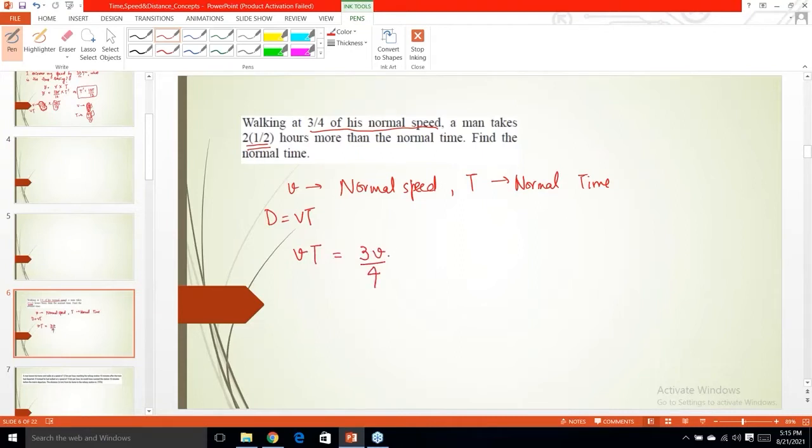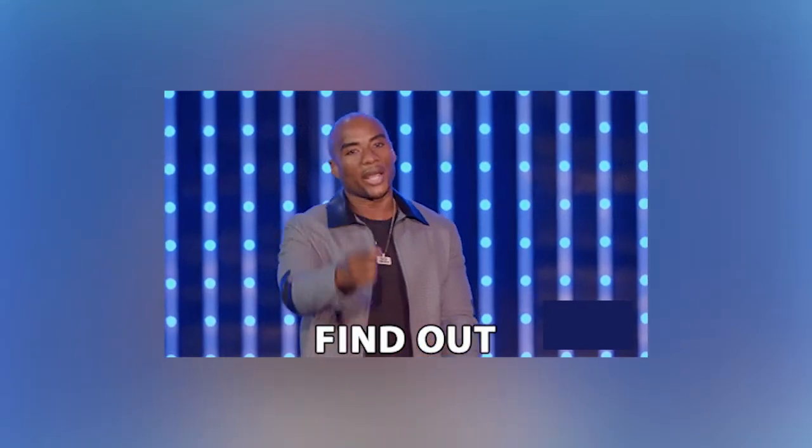But what will be the equation? It will be the new speed, which is 3/4, into the new time, which is original time plus 2.5. So I'll write 2.5 as 5/2. Clear on this equation? Now let's just try to solve it. V anyway gets cancelled, so obviously a good thing is that we can directly find out T.